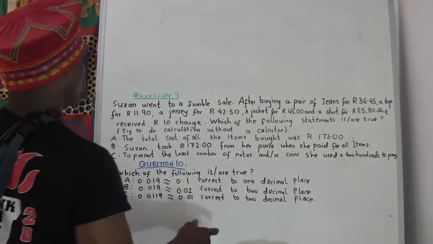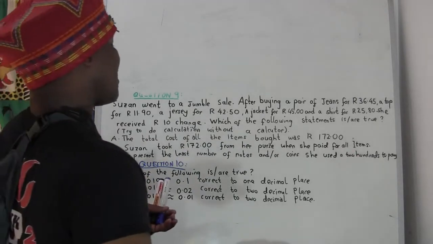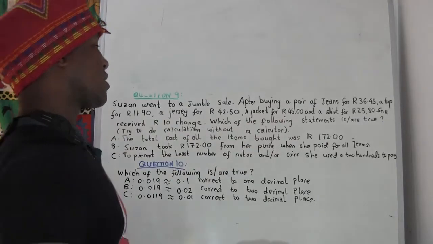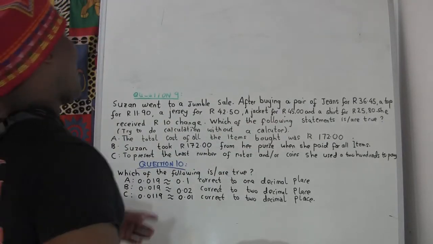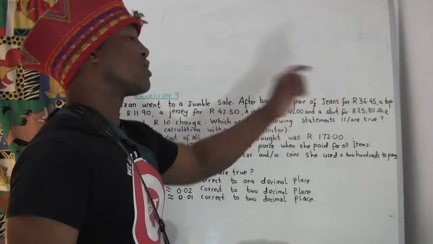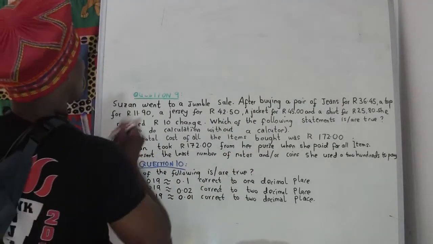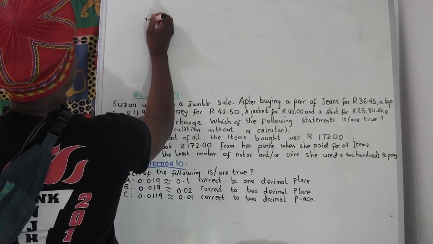Which of the following statements is true? They say the total cost of all items bought is 172. Okay, now let's see if it's true. So I'm going to add all the stuff she bought and see if it's true. So let's add all the items she bought, the total items bought.